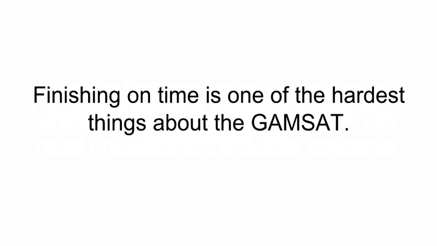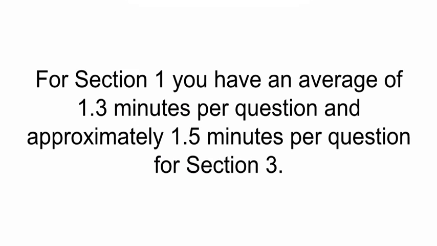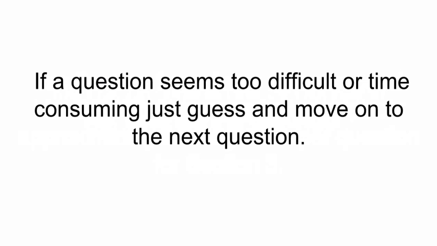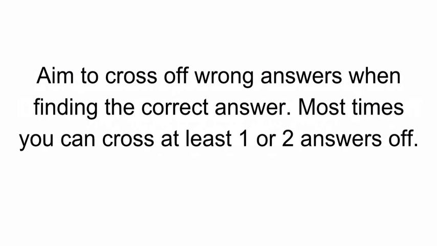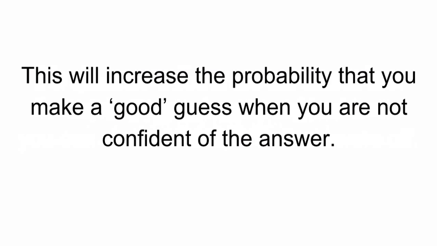Finishing on time is one of the hardest things about the Gamsat. For section 1, you have an average of 1.3 minutes per question and approximately 1.5 minutes per question for section 3. If a question seems too difficult or time consuming, just guess and move on to the next question. Do not let difficult questions throw you off for the rest of the test. Aim to cross off wrong answers when finding the correct answer. Most times you can cross at least one or two answers off. This will increase the probability that you make a good guess when you are not confident of the answer.